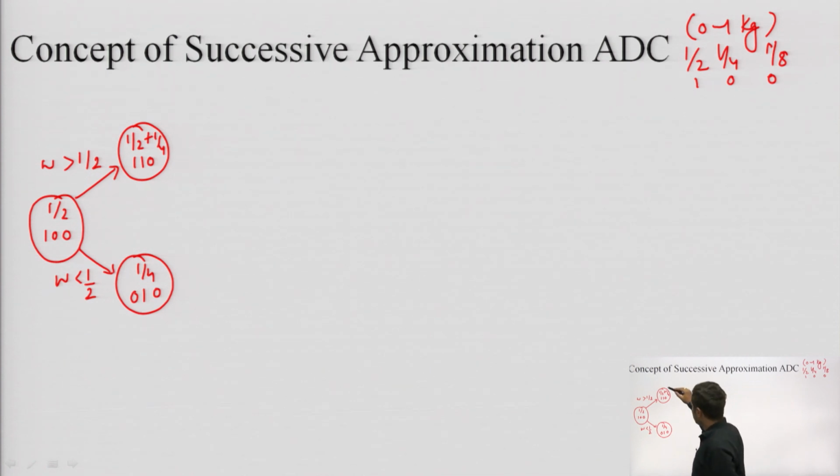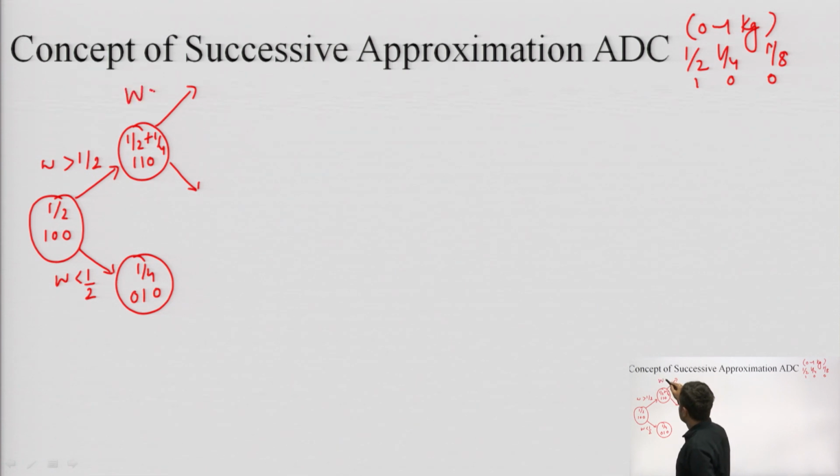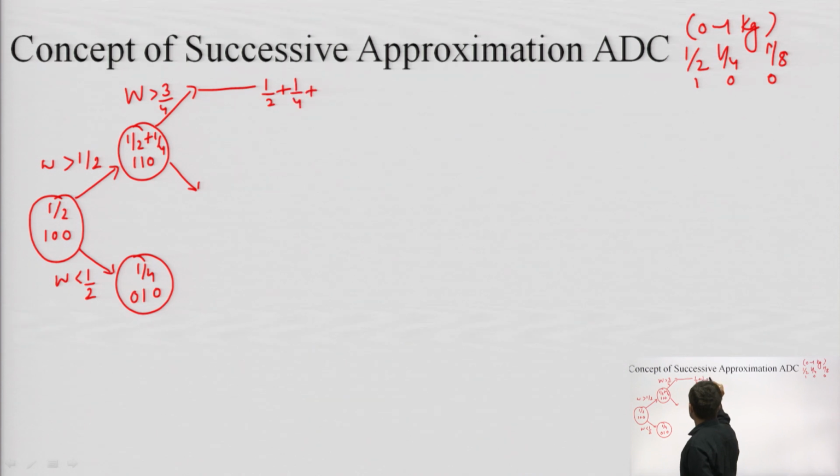Similarly, two further decisions will be taken from this branch. Now 1 by 2 plus 1 by 4 becomes 3 by 4. So if W is greater than 3 by 4, then I will be adding 1 by 8, that means it is still greater, 1 by 2 plus 1 by 4 plus 1 by 8. In that case I will denote it as 111.